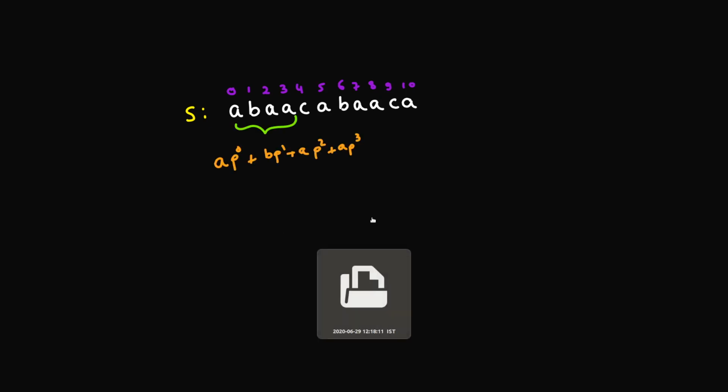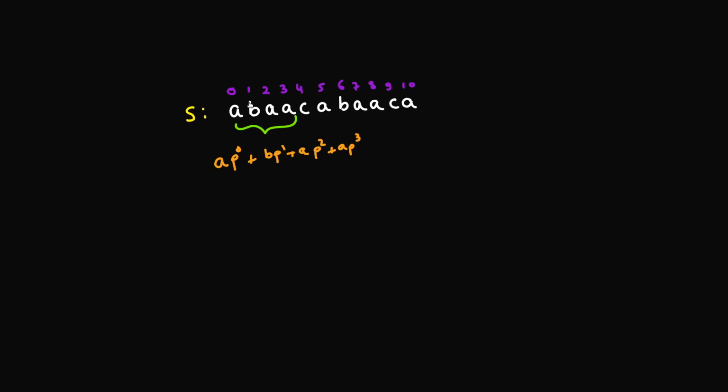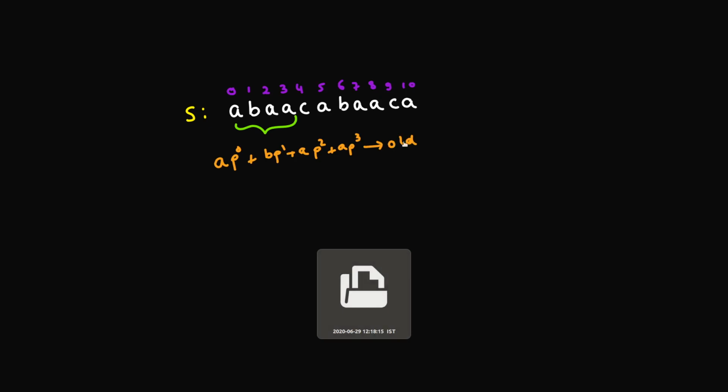Okay, so for example, if we have to compute the hash of this section, which is a, b, a, a. Now, how do you compute the hash of this section? This is what we did before: a times p raised to the power 0, b times p raised to the power 1, and so on. And this is what our old implementation was.